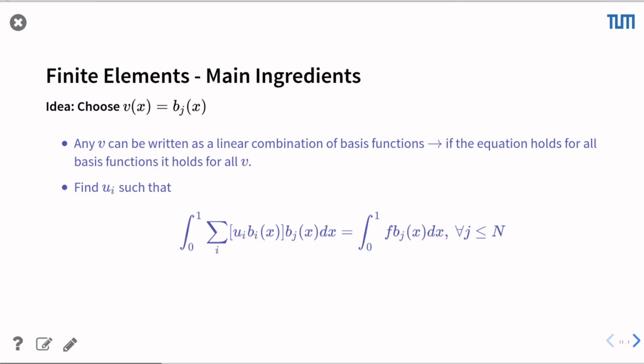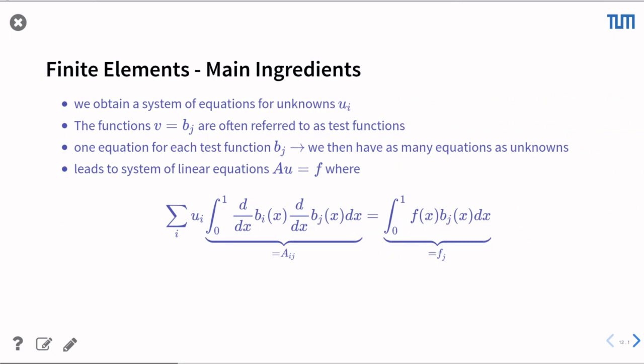So this is still exactly the same equation as on the previous slide, only now we've replaced the v's with b_j's. And now there's nothing really that's unknown here except for our coefficients u_i. So we know our basis functions, and we know our right-hand side. So now all that remains is to solve this, right? Essentially what we now have is a system of equations of unknowns.